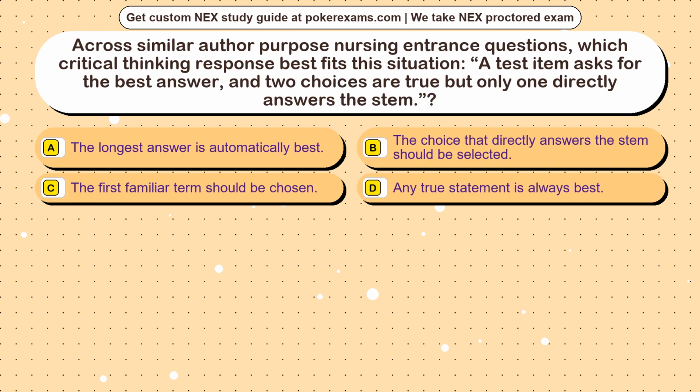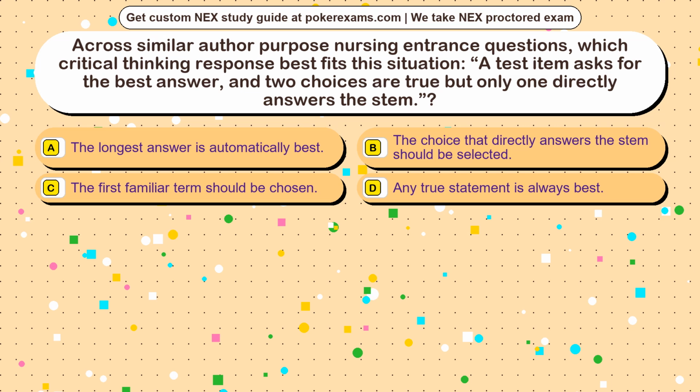Question 20. Across similar author-purpose nursing entrance questions, which critical thinking response best fits this situation? A test item asks for the best answer, and two choices are true but only one directly answers the stem. Option A. The longest answer is automatically best. Option B. The choice that directly answers the stem should be selected. Option C. The first familiar term should be chosen. Option D. Any true statement is always best.